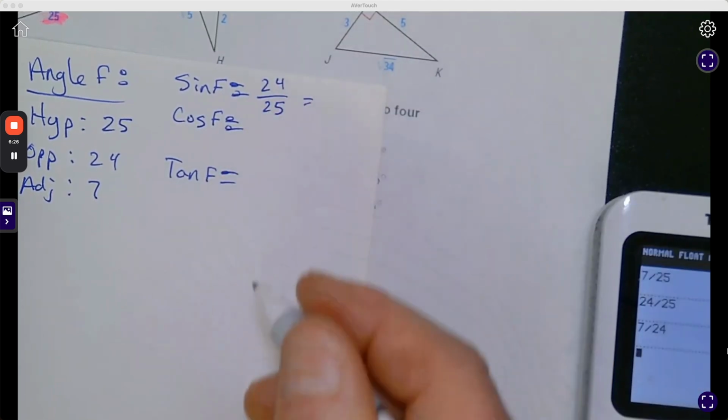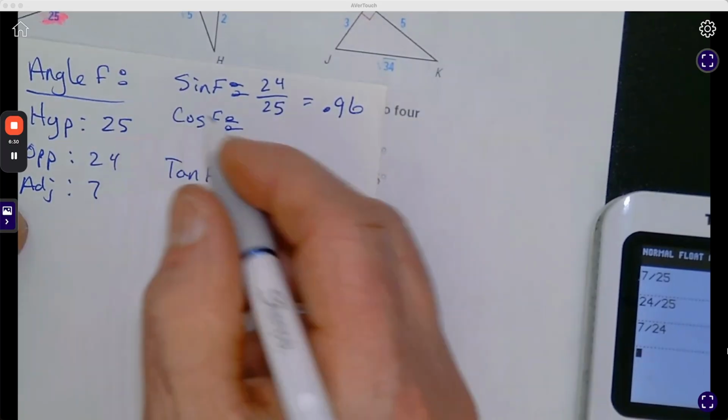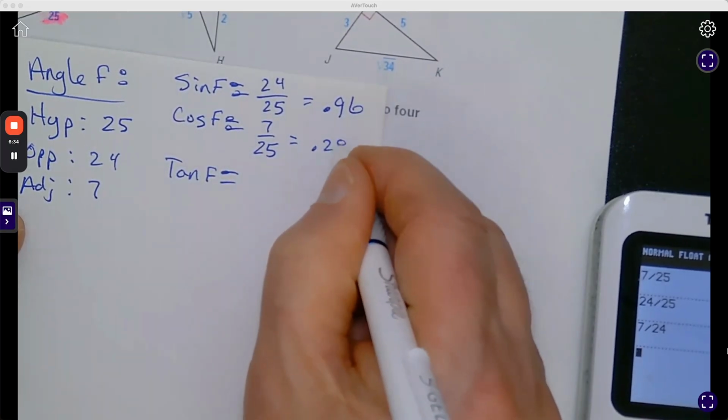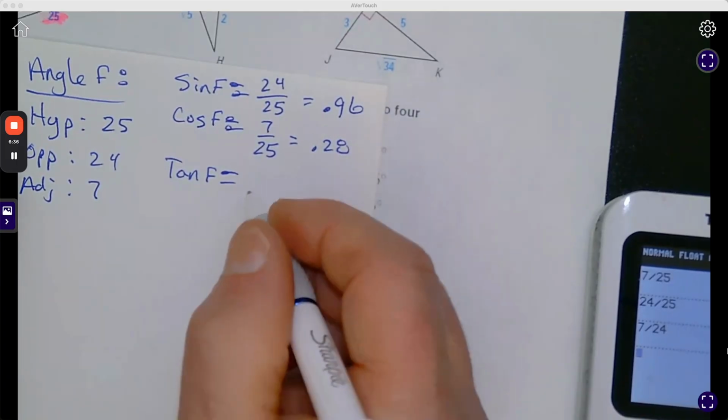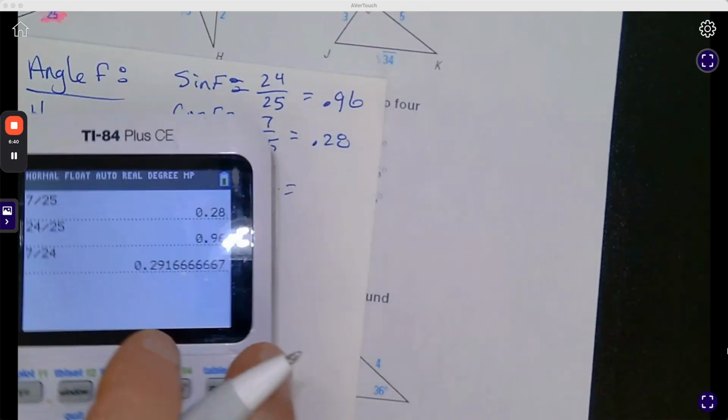I know what that is. That's 0.96. I did it earlier. Cosine is adjacent over hypotenuse. Hey, I know what that is too. That's 0.28. And then tan is opposite over adjacent. Oh, this is going to be a big number. Let's see what that is.